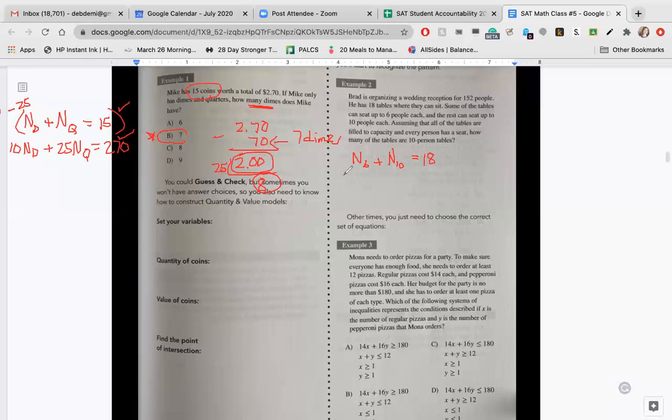If anyone does this by arithmetizing, I want you to explain how you got it. Yeah, a little tricky. Rachel, did you do it this way? Yeah. Okay, so it says that there's 152 people, but there's 18 tables. Okay, this is a little tricky.